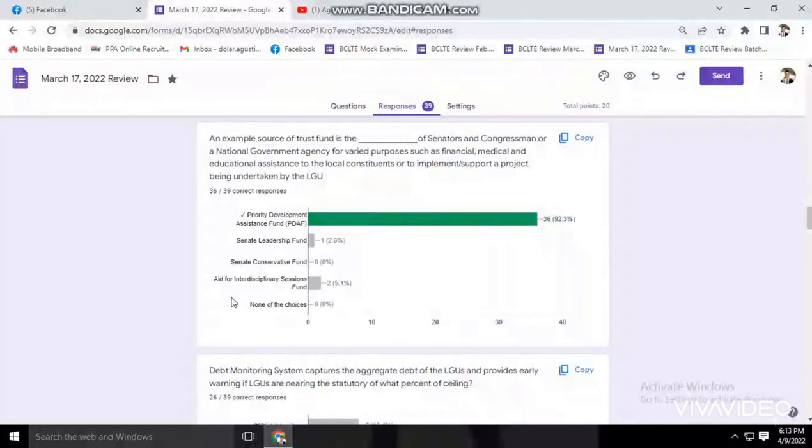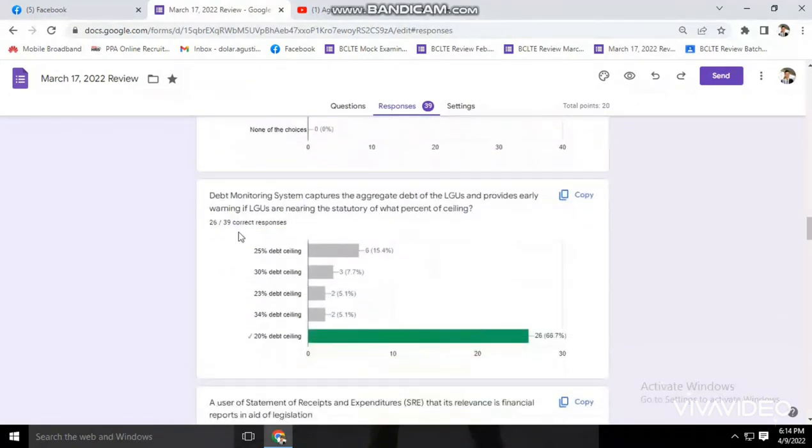This is an example source of trust fund of a senator and congressman or a national government agency for varied purposes such as financial, medical, and educational assistance to the local constituents, to implement or support a project being undertaken by the local government unit. What do you call that fund? That is the Priority Development Assistance Fund. The debt monitoring system captures the aggregate debt of LGUs and provides early warning if LGUs are nearing the statutory limit of what percentage. 26 of them answered 20% debt ceiling.